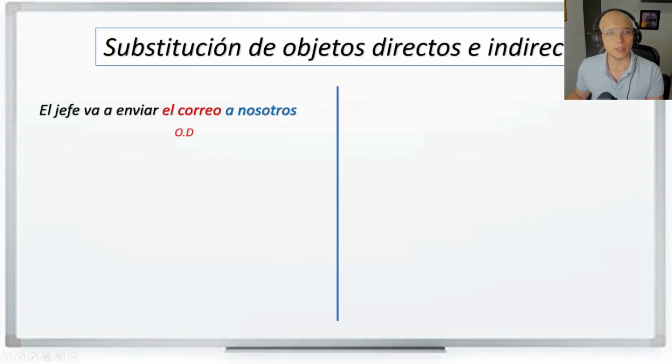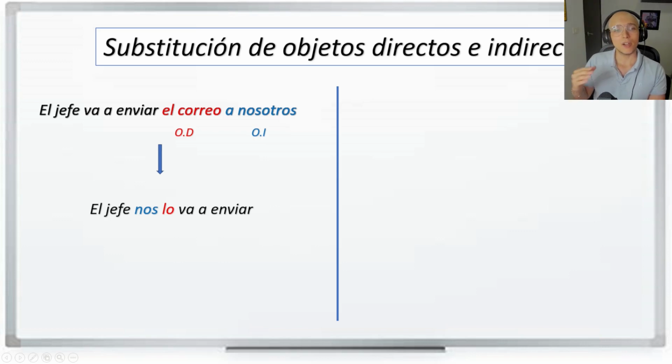So, when this happens, we need to do something. When we substitute both objects, we're going to put the indirect object first and the direct object second in the substitution. So, nosotros is substituted with nos, and el correo is substituted with lo because it's singular and masculine. And we'd say, el jefe nos lo va a enviar. One more time. El jefe nos lo va a enviar. The boss, to us, it is going to send.